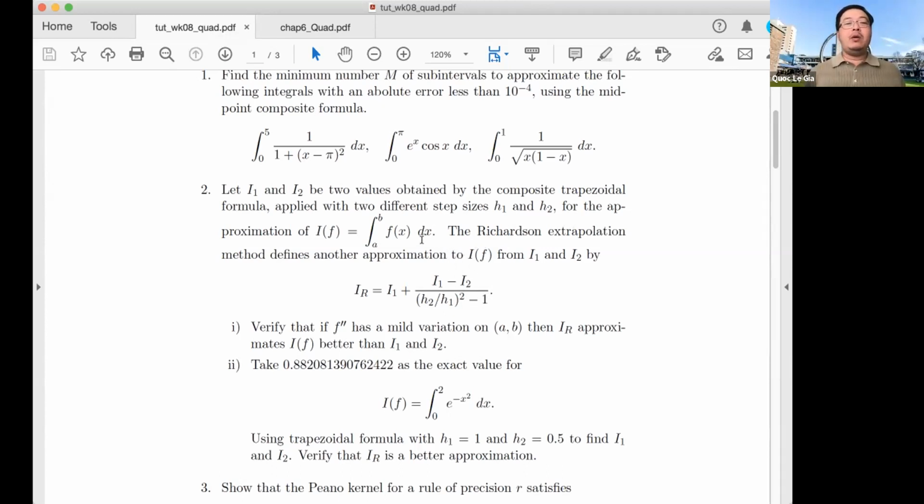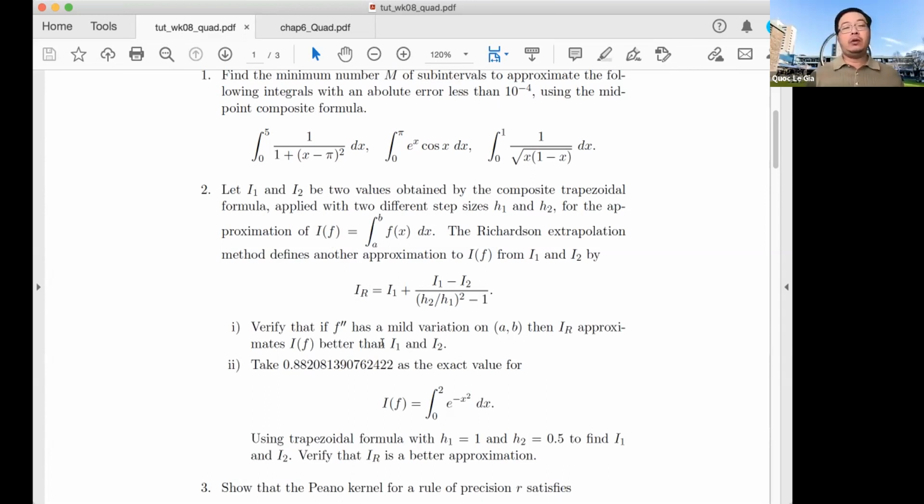So now, suppose you have two approximations of the integral, I1 and I2. Then you can define a new approximation, okay, based on this formula. And then this approximation will be better than I1 or I2. So what does it mean? It just means that if you take IR minus the exact integral I, then the error will be smaller than I minus I1 or I minus I2. Okay, and you will see why.